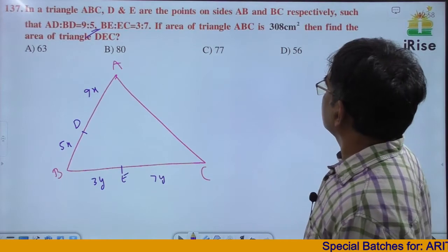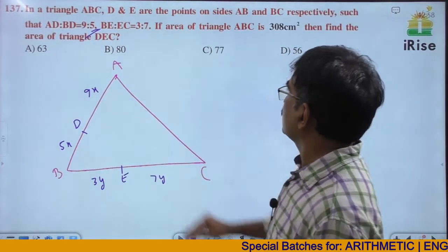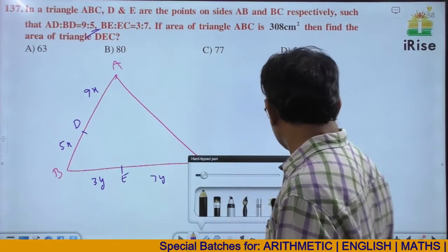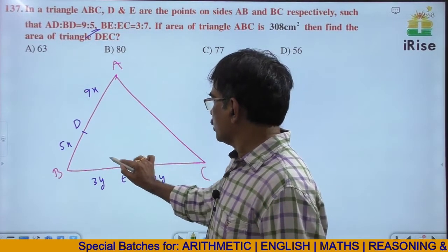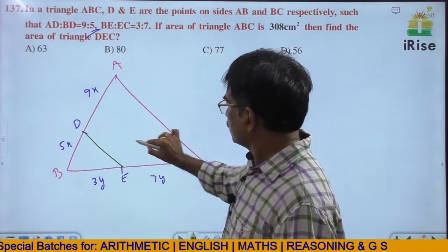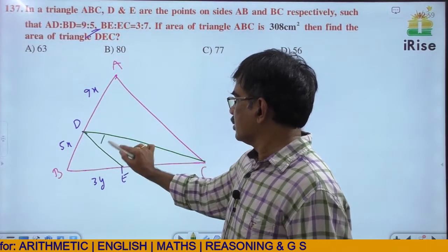The area of triangle ABC is 308. The total area is 308. What is the area of triangle DEC? I want to join like this first. Join these two, and also join these two. They want the area of triangle DEC. They want this area.